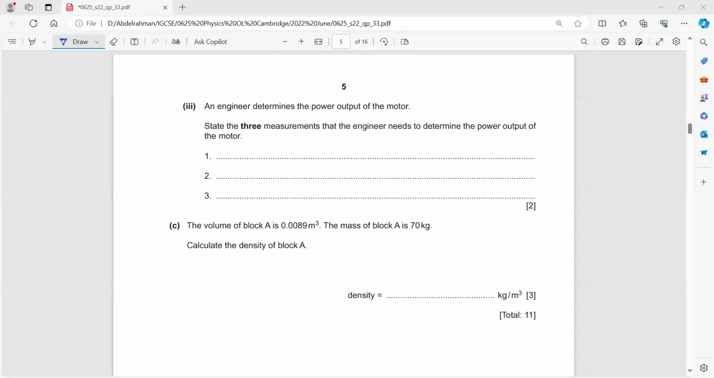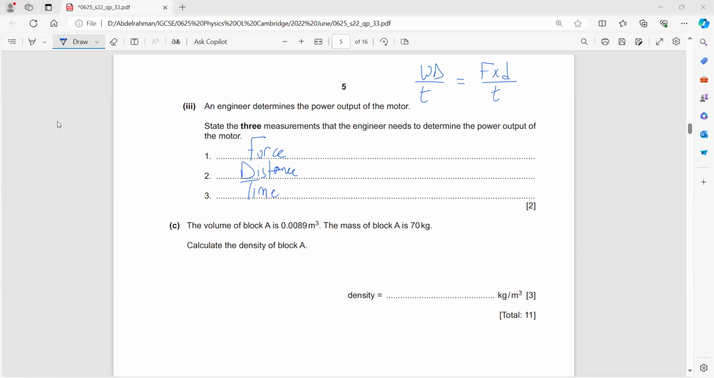Work done, which is energy. Yes, work done over time, so we want time. Time. Yes, and work done is force times distance. So we need three things: we need the force, we need the distance, and we need the time. Right? Bravo.